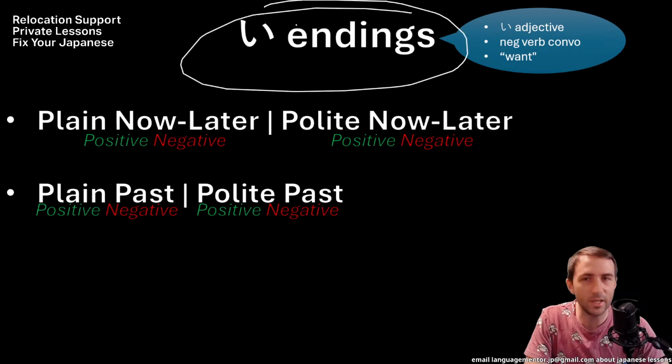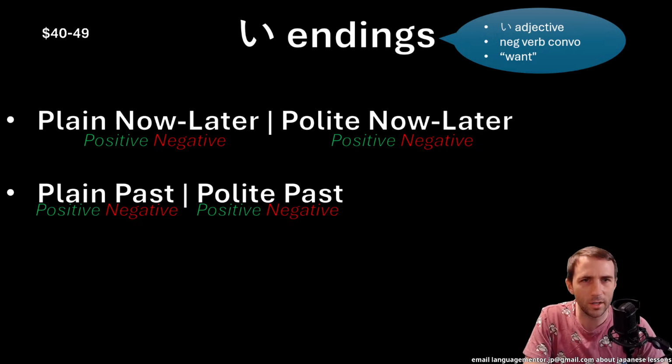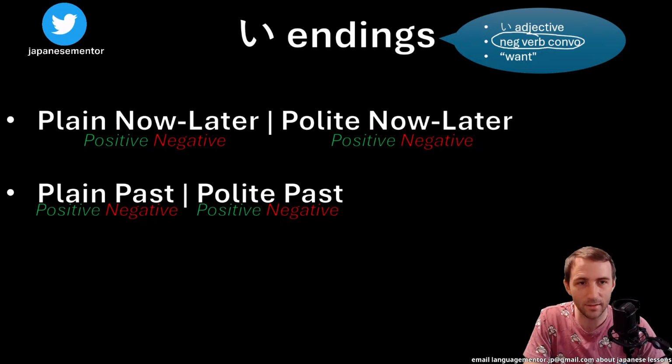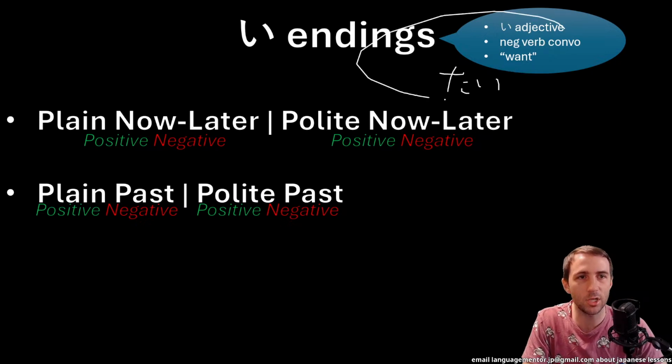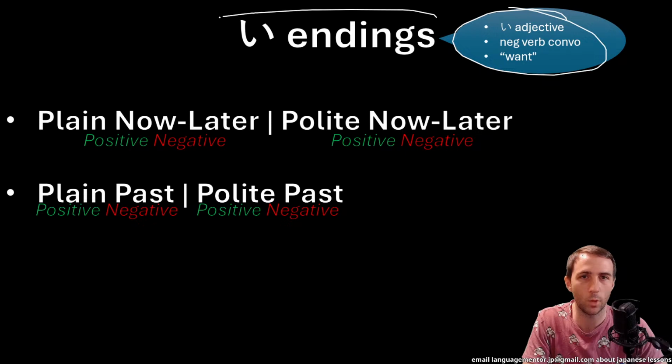There's a lot of E endings. We're not going to get into all of them, but if you want them real quick, these are the main ones. Is an E adjective. It's a negative verb conjugation, like tabenai. That's technically an E ending. We're trying to find this based on identification. The other one is want, like tabetai or ikitai, yaritai. Want ends in tai, and they conjugate the same way. All of these conjugate the same way. That's why they're E endings.